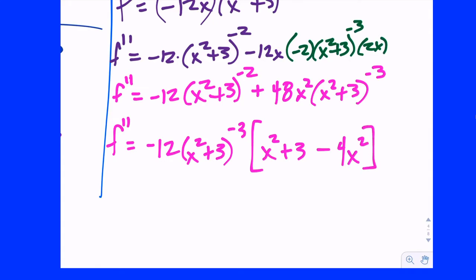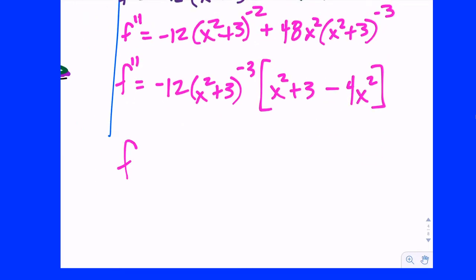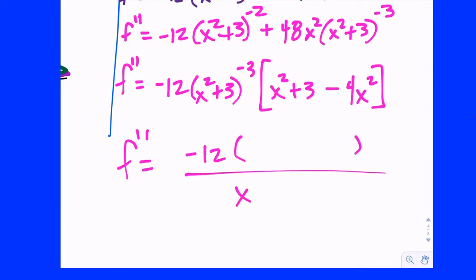That's what I get in the second term. That's awesome. And then here we go right to the final answer. I'm going to have a negative 12 on the top. Everything in the beefy pink brackets now I can combine. And it's over x squared plus 3 cubed. And then the numerator, I'm going to have a 3 minus 3x squared.